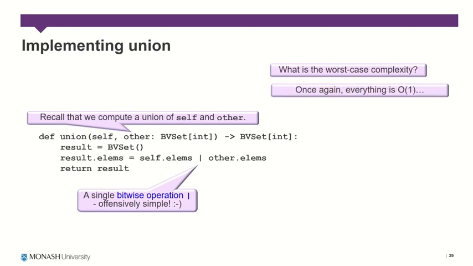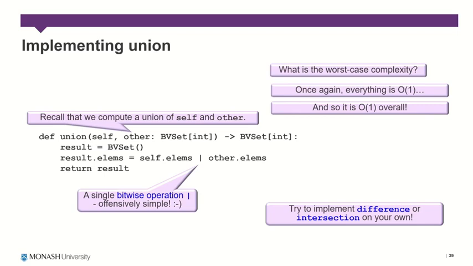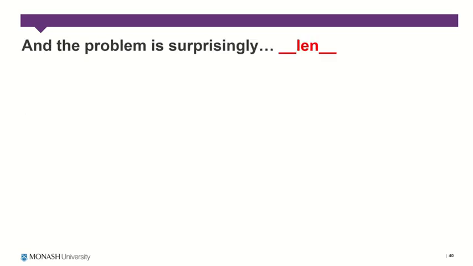What is the worst case complexity? Once again, everything is O(1) for the same reason we've said before, and therefore it is O(1) overall. Great. So you can try and implement difference and intersection on your own, and you can look back at those operations to see some clues on how you may want to do that.